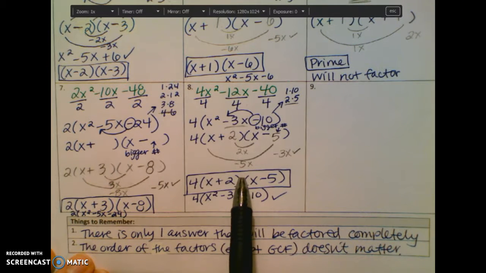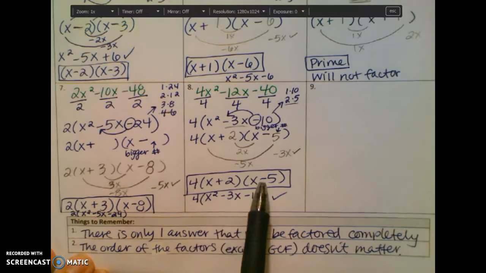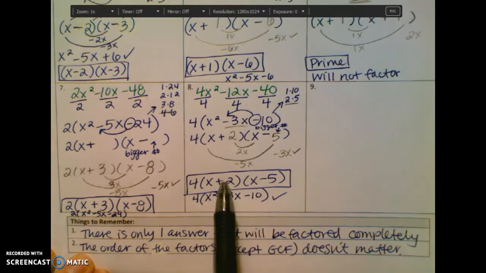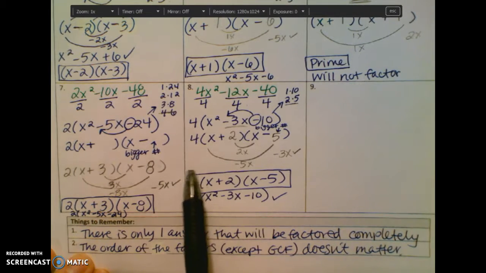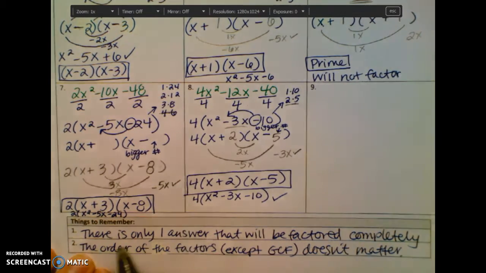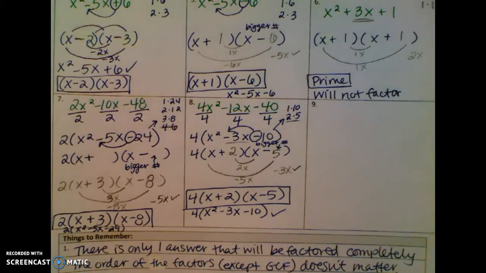Second thing to remember is that I can mix up these two parentheses. It doesn't matter which order I write them in. If I put x minus 5 and then x plus 2, that's okay, as long as we put the GCF first. So the order of the factors except the GCF doesn't matter. Alright, so go ahead and answer the last few questions, and then don't forget to press submit.